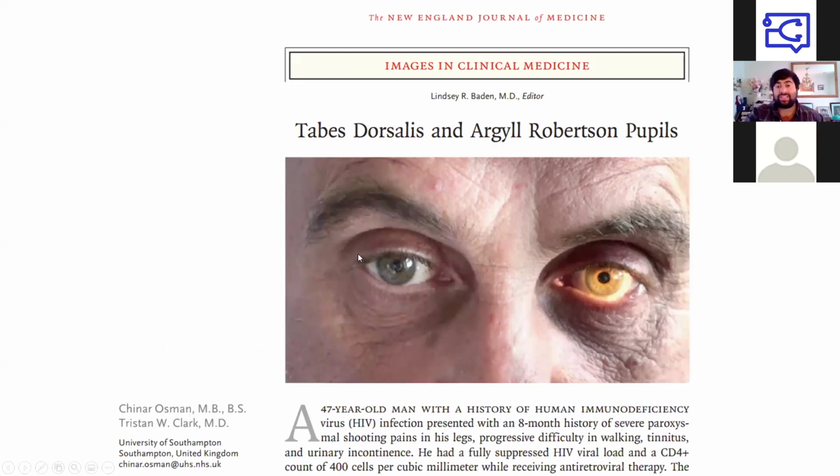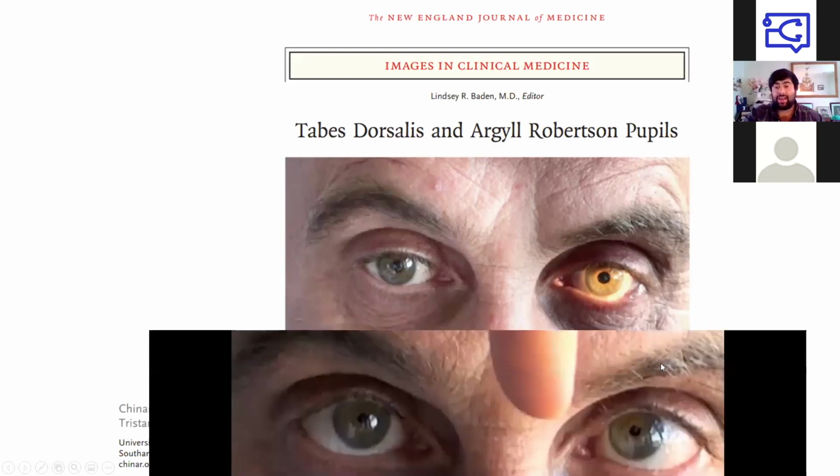You can see that this person does not have anisochoria. You shine a light on the eye. This light has been on the eye for about a minute and nothing's happened. And then they ask this gentleman to look at the finger, and you can see really nicely that there is bilateral constriction of the pupil. So that is a very nice demonstration of how there's loss of response to light, but constriction when you accommodate. So this is the classical finding in Argyll Robertson and also in the Adie pupil that we mentioned earlier.